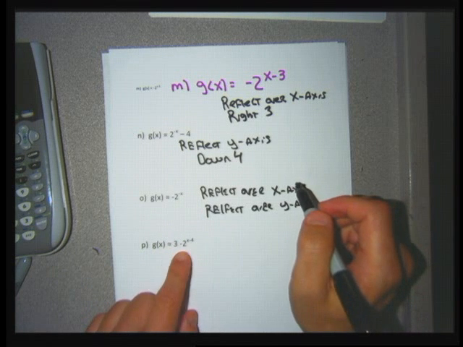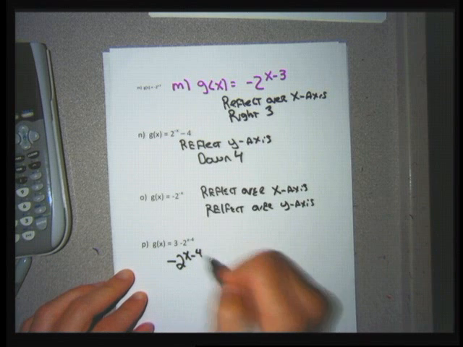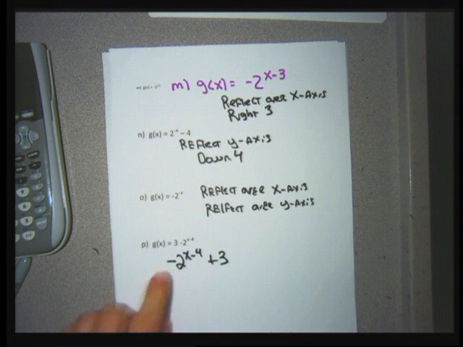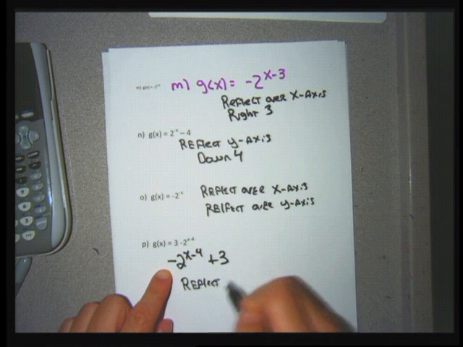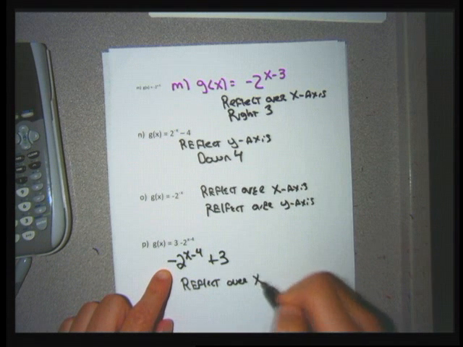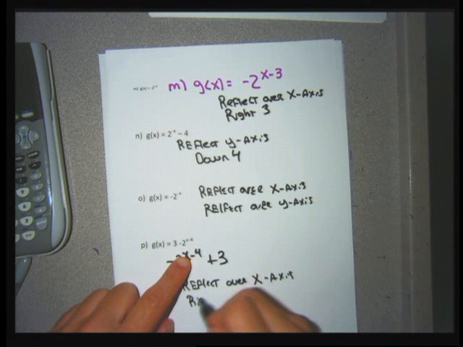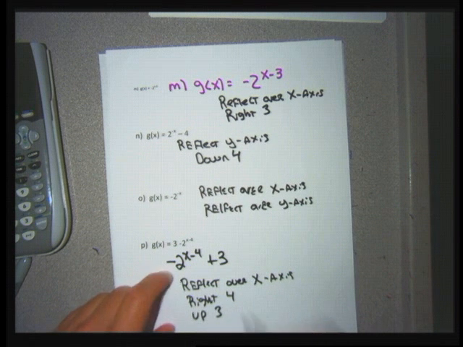This one I probably should write differently. I should probably write this as negative 2 to the x minus 4 plus 3, so you can see a more standard writing. The negative in front of the 2 reflects it over the x-axis. The minus 4 in the exponent shifts it to the right 4, and the plus 3 moves it up 3. So that had 3 movements in it.